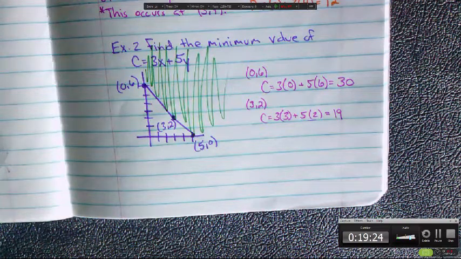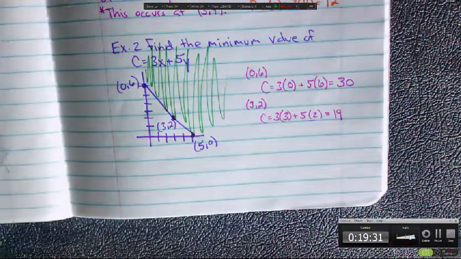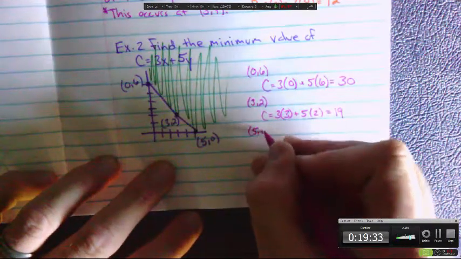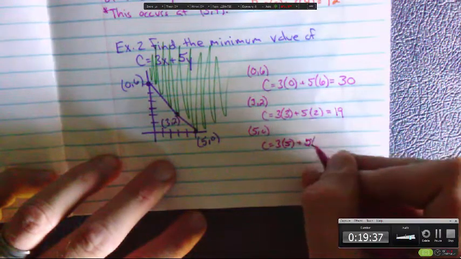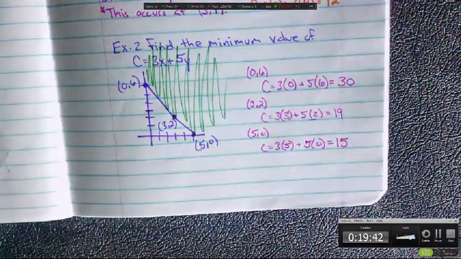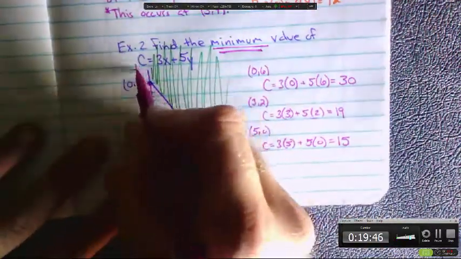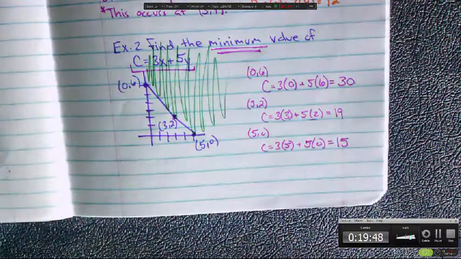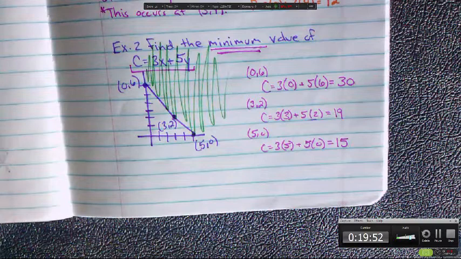All right, so of these two, which is the optimal solution? 19, because we're trying to minimize, right? And 5, 0 gives us 15. Now remember, our goal is to minimize the objective function. We're trying to minimize the objective function. So we take our vertices that we have as options, and we find out which one gives us the minimum value.